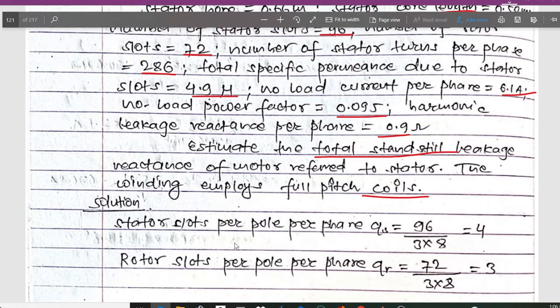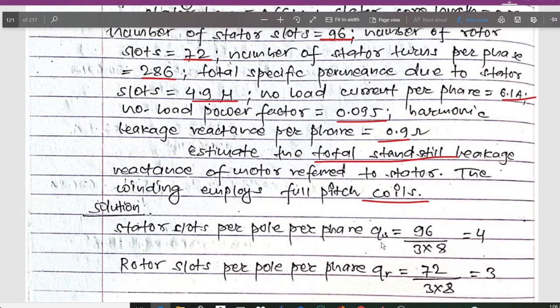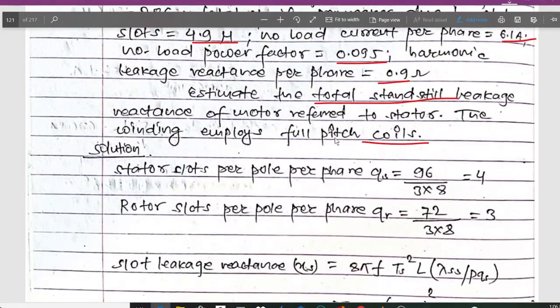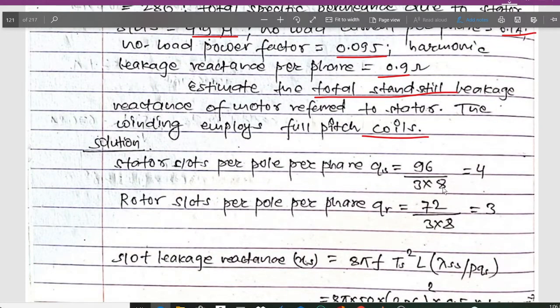So first, the stator slot per pole per phase is 96 upon 3 into 8, that is going to give 4. Similarly, the rotor slot per pole per phase is 72 upon 3 into 8, that is going to give 3.